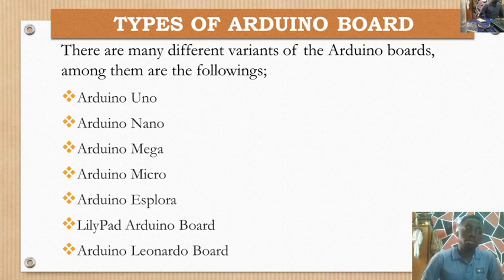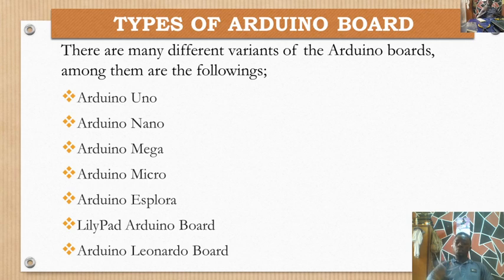Types of Arduino board. Now, when we talk about the Arduino board, there are several different types of the Arduino board. We have the Arduino Uno, we have the Arduino Nano, we have the Arduino Mega, we have the Arduino Micro, and we also have the Arduino Explorer. We also have the Lilypad Arduino board, and we also have the Arduino Leonardo board. So there are so many. But in this lesson, we'll be making use of the first one, which is the Arduino Uno.